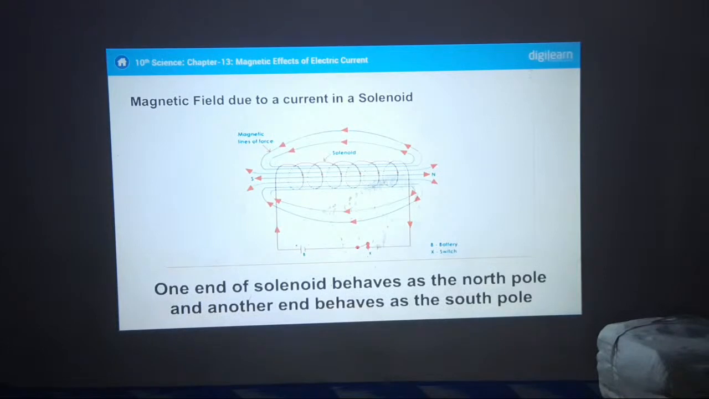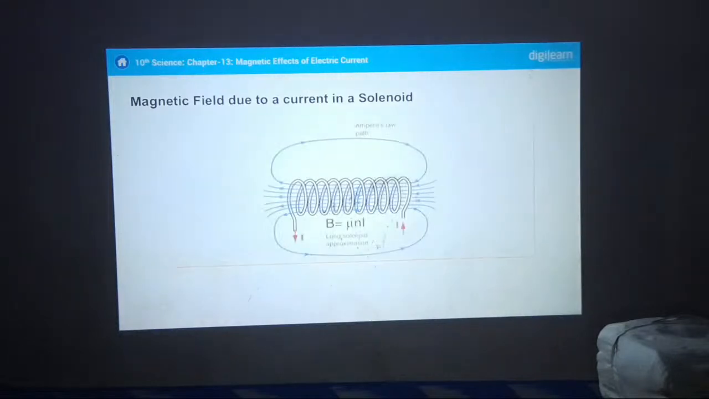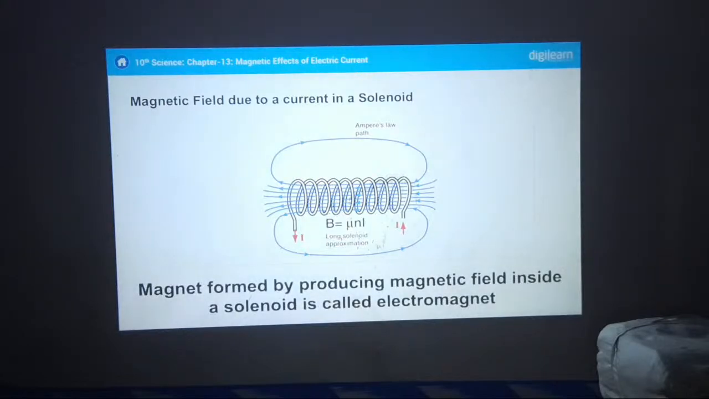Magnetic field lines are parallel inside the solenoid, similar to a bar magnet, which shows that the magnetic field is the same at all points inside the solenoid. By producing a strong magnetic field inside the solenoid, magnetic materials can be magnetized. A magnet formed by producing a magnetic field inside a solenoid is called an electromagnet.